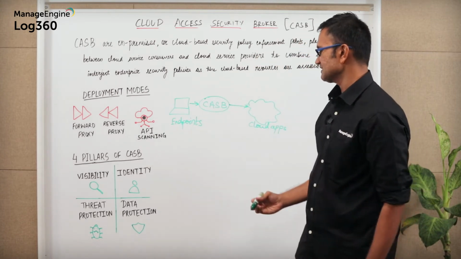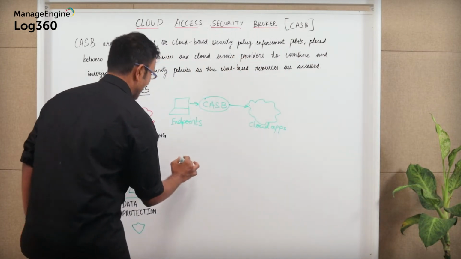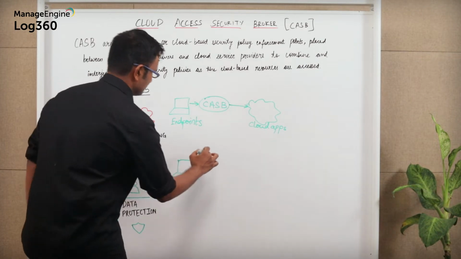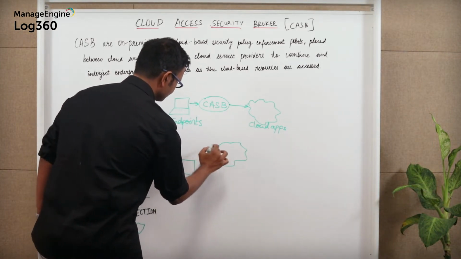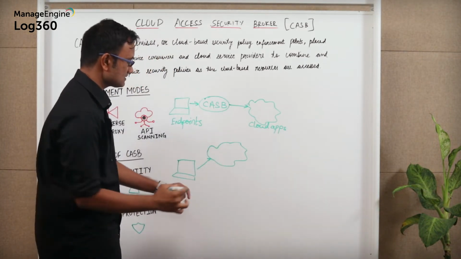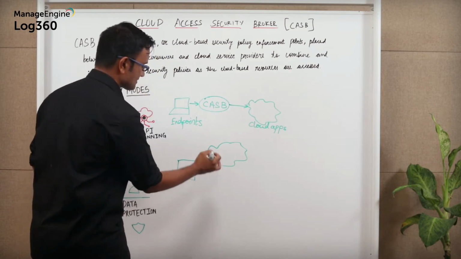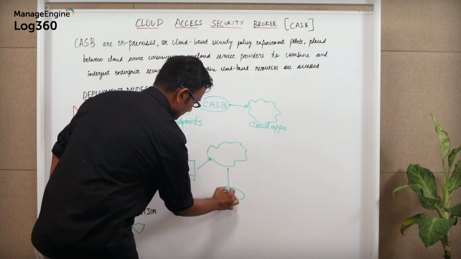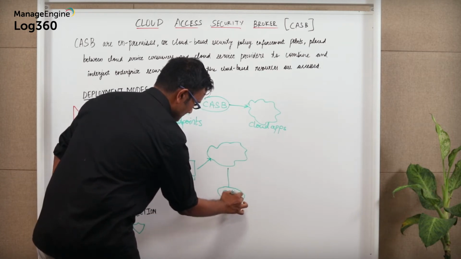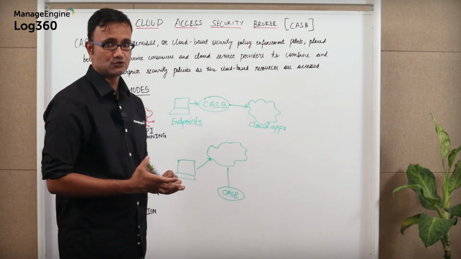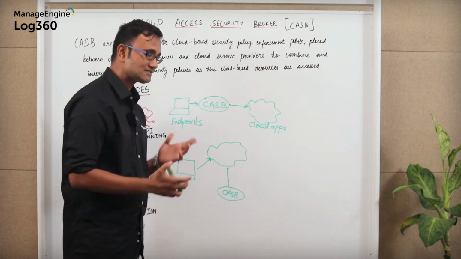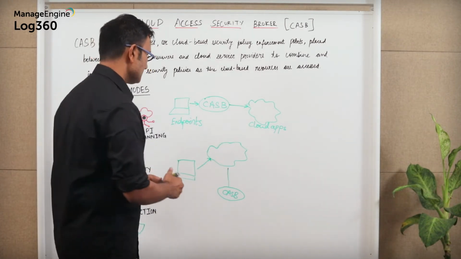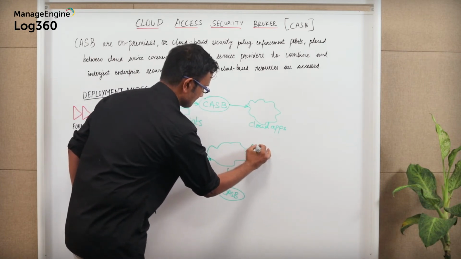In the reverse proxy method, what you would actually have is the endpoint. They would try to access the cloud, but once they try to access the cloud, they're going to get redirected over to the CASB, which would then authenticate and authorize the user. It would ascertain if the user is who they say they are. And once the identity is confirmed, they're going to get access. So that would be what is called the reverse proxy.